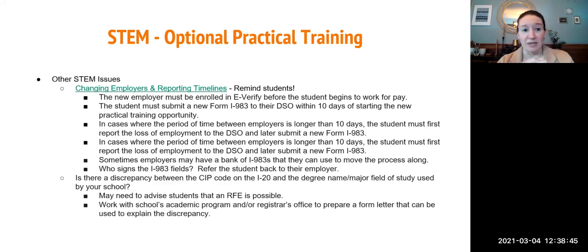Some people use those from the outset of STEM OPT applications and just include it. We do not.